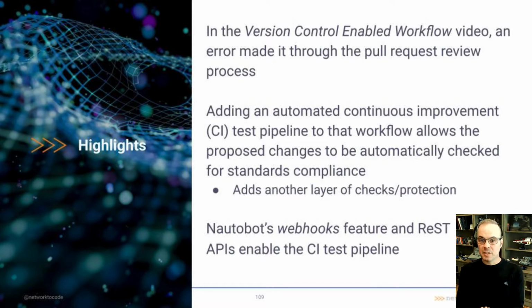In the prior video in this series, we demonstrated several layers of human review of the proposed changes. In that review process, we caught a few mistakes, but one mistake made it through into production. Adding an automated continuous improvement or CI test pipeline to that workflow will allow the proposed changes to be automatically checked for standards compliance before they're put into production. In this demo, you'll see Nautobot's webhook feature and REST APIs and how they enable the CI test pipeline.